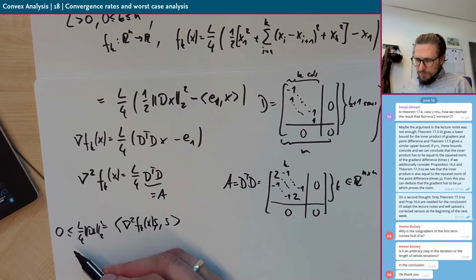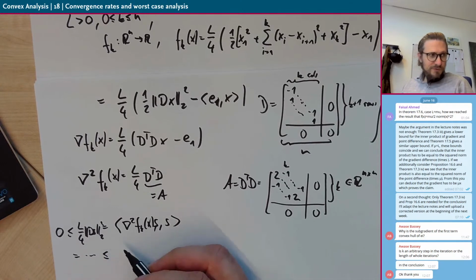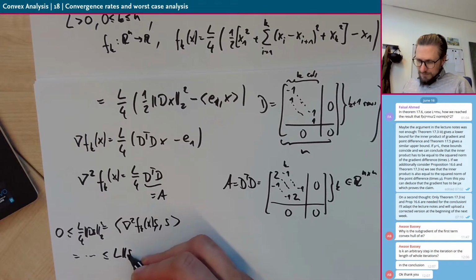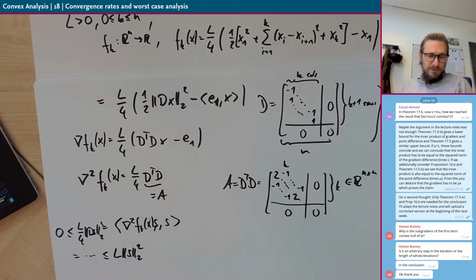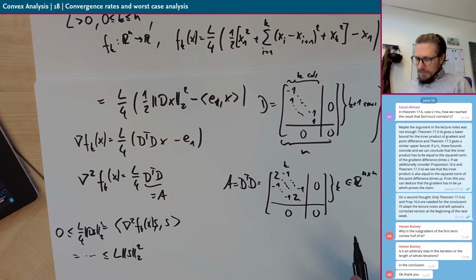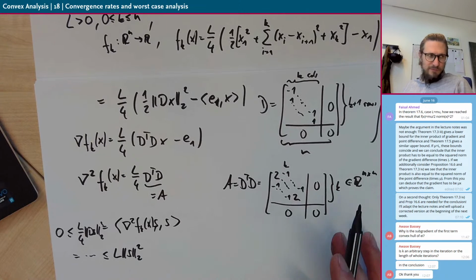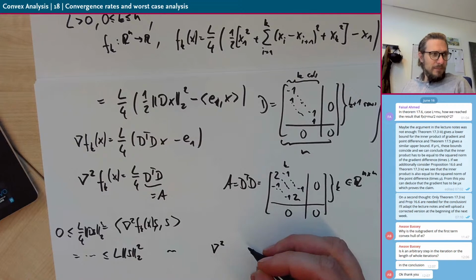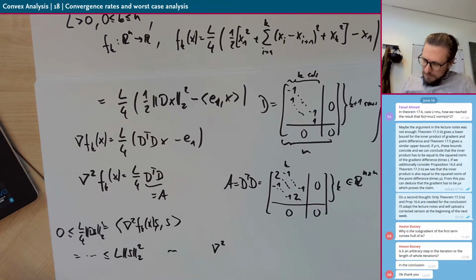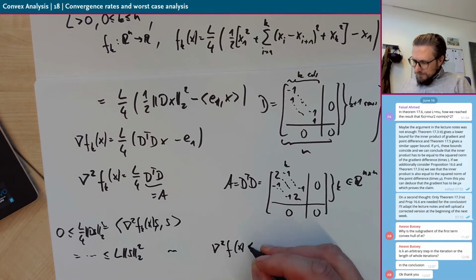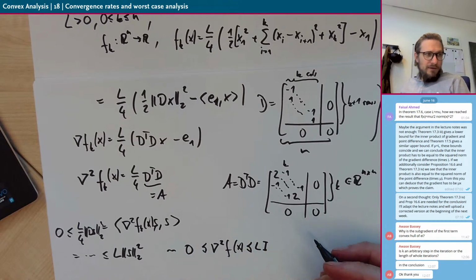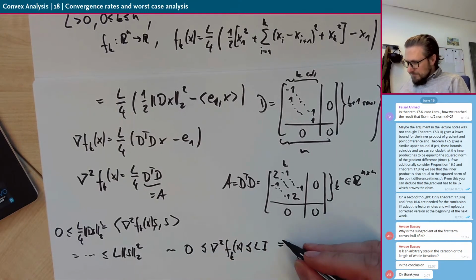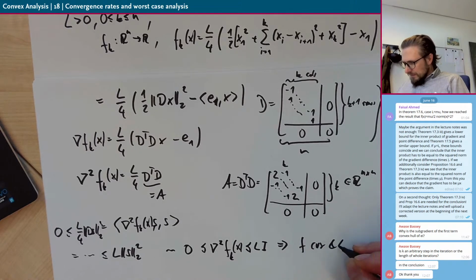So you calculate this, and then some estimation shows you that it's actually smaller than L times the 2-norm squared. Basically it's because the largest row sum is 4. So this shows you that the Hessian of f at any point x is bounded from above by L times the identity matrix and bounded from below by 0. And this shows that f_k is convex and L smooth.